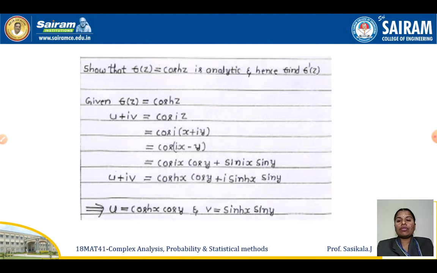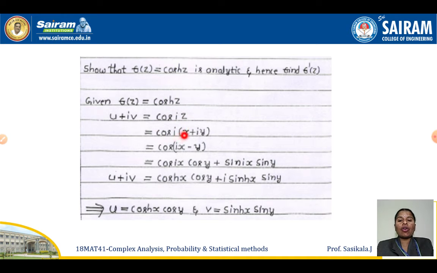Okay, so one more question. Show that f(z) = cosh z is analytic and hence find f'(z). So what is that? f(z) is given in terms of a hyperbolic function. Then, as per the definition or introduction video we have posted, cosh z can be written as cos iz, right?